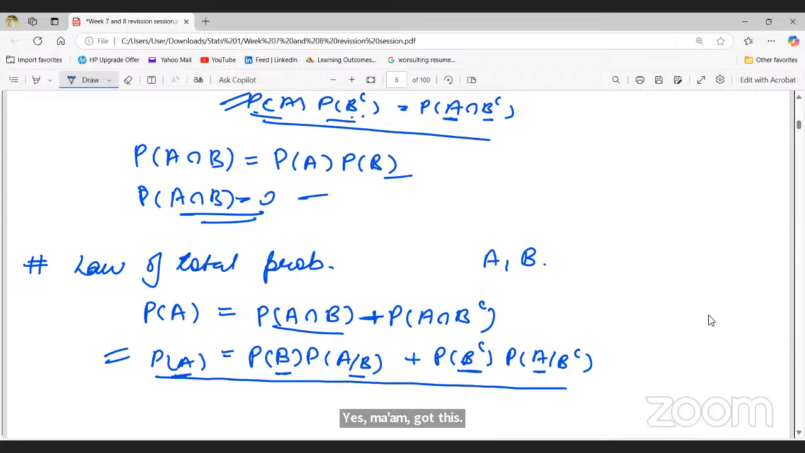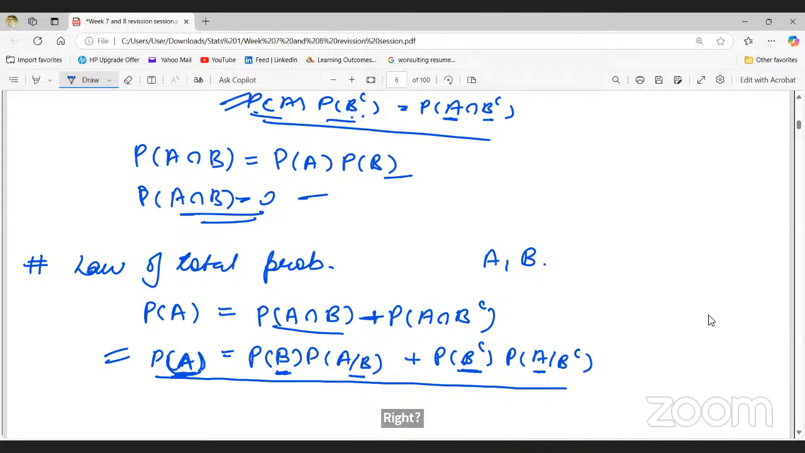Yes, the denominator. If I have to calculate the probability of one event, the total probability, then I would be using this formula when B occurs, when both A and B occur, or when A occurs but B does not occur. Fine?